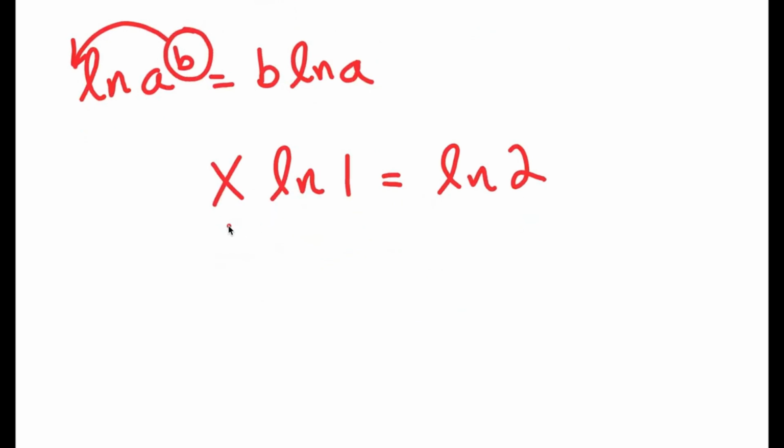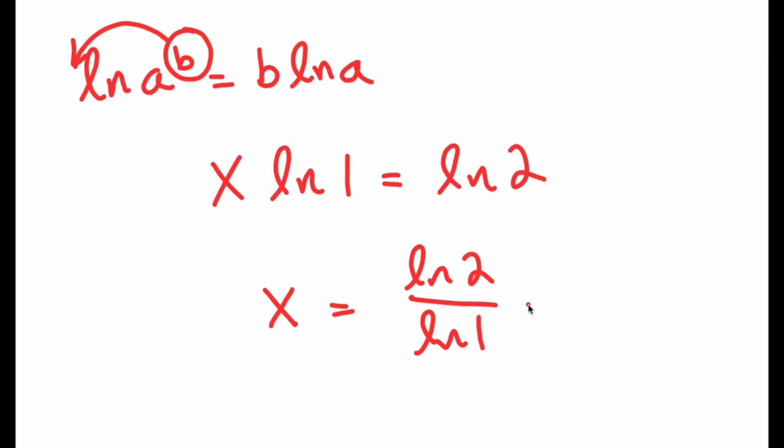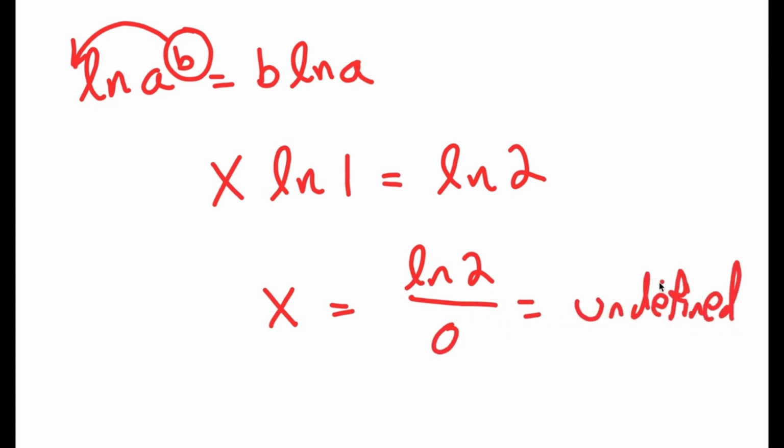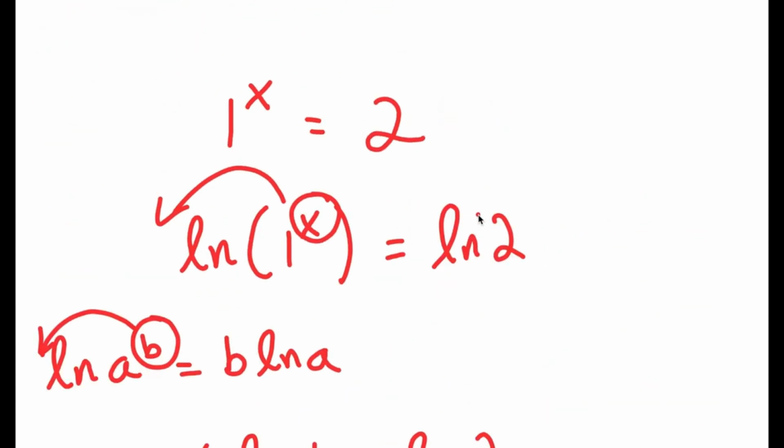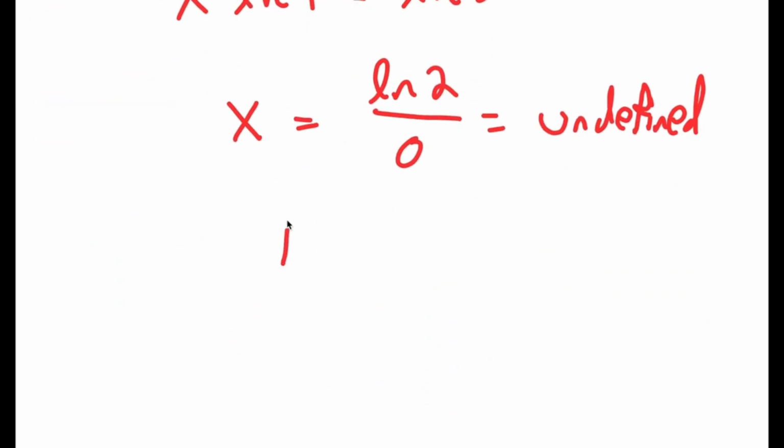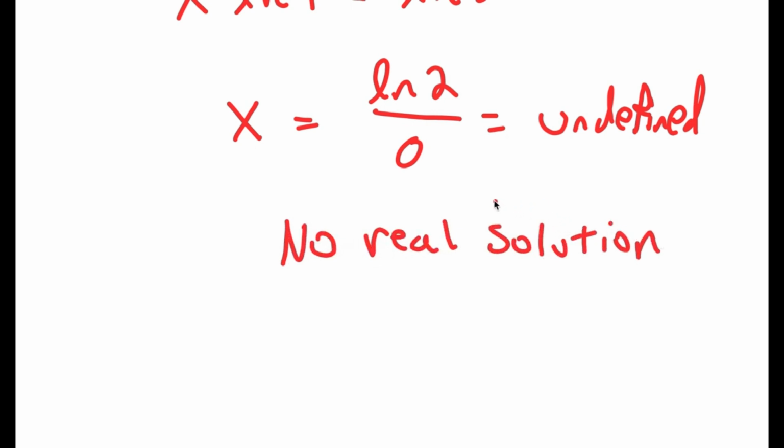You may be thinking, we could just divide both sides by ln 1, and x would equal ln 2 over ln 1. However, the only problem with this is that ln 1 is equal to 0. And remember, anything divided by 0 is undefined, so this would be undefined. So we know that this equation has no real solution, but it could still have imaginary solutions.